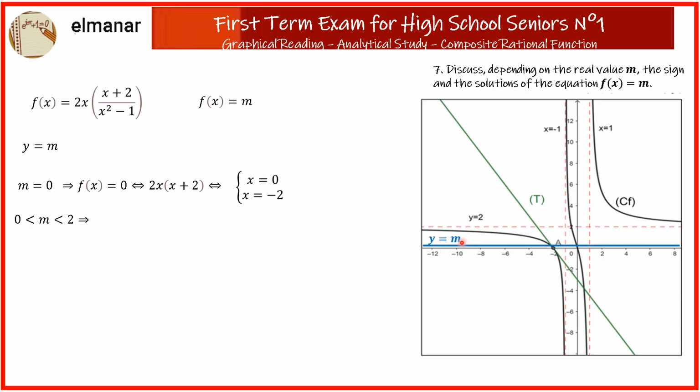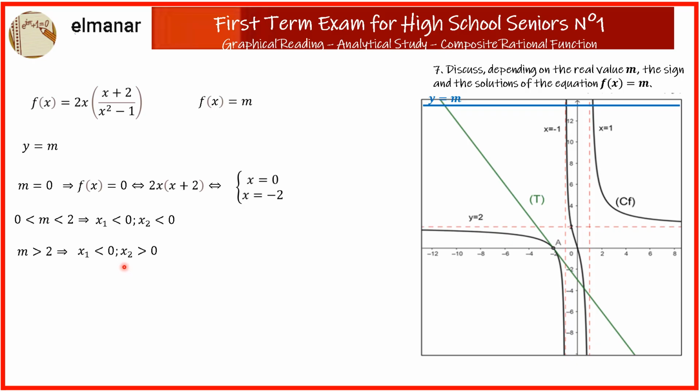both located on the left side of the graph. This means that both solutions for x are strictly negative. When m is a large positive value, strictly greater than 2, the curve intersects the horizontal line associated with m at 2 points again. One is positioned to the left of the origin, while the other is to the right. Therefore, the two solutions for x have opposite signs. One is negative, the other is positive.